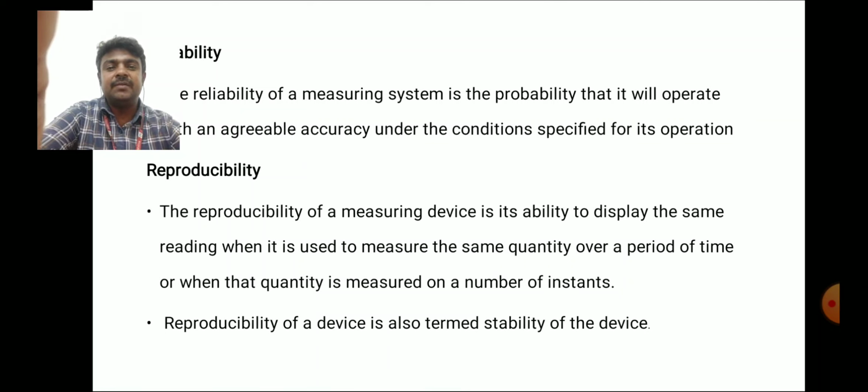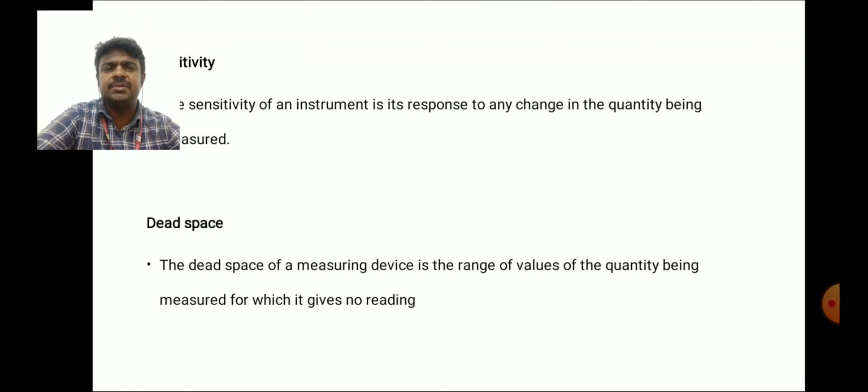And next one is sensitivity. This is one of the vital performance terms which are associated with any experiment. The sensitivity of an instrument is its response to any change in the quantity being measured. And next one is dead space. The dead space of a measuring device is a range of values of the quantity being measured for which it gives no readings.